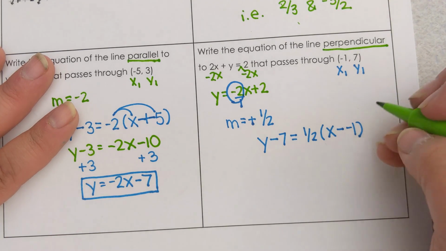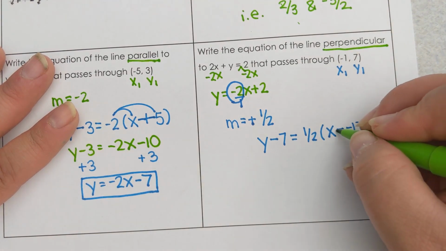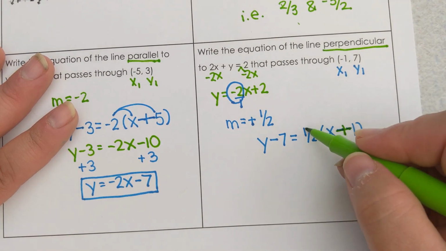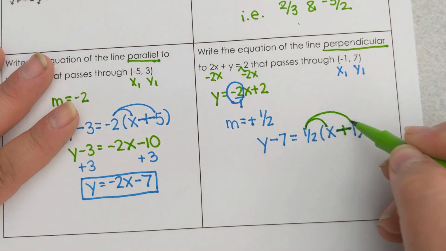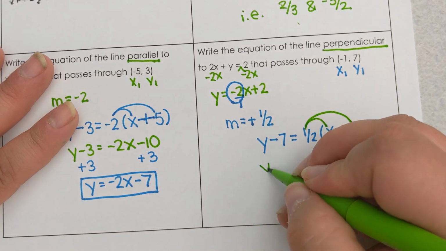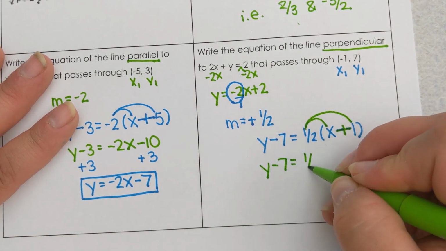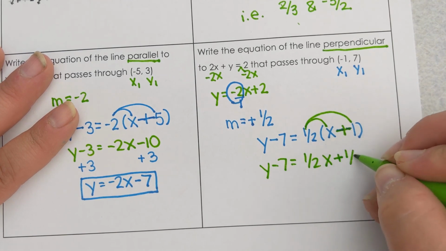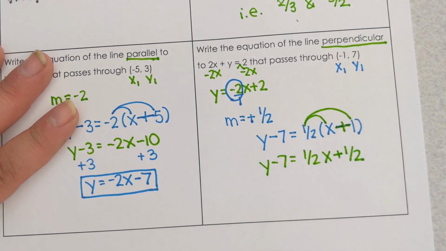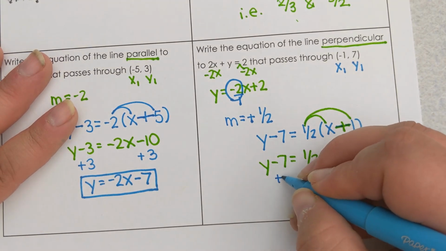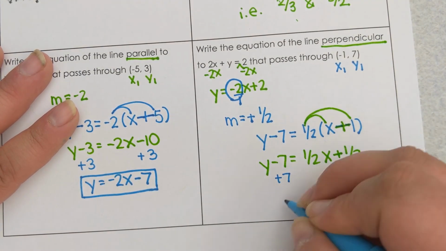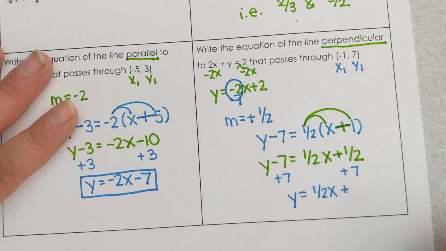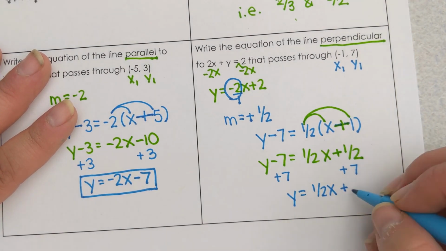And again, because that is a double negative, minus and negative, we're going to change that to a plus. And we're going to go ahead and multiply that 1/2 all the way through. y minus 7 equals 1/2 x. 1/2 times 1 is still 1/2. And then we're going to add that 7 over, so that y is all by itself. y equals 1/2 x plus, and this one's pretty easy. A half plus 7 is going to be 7 and a half.